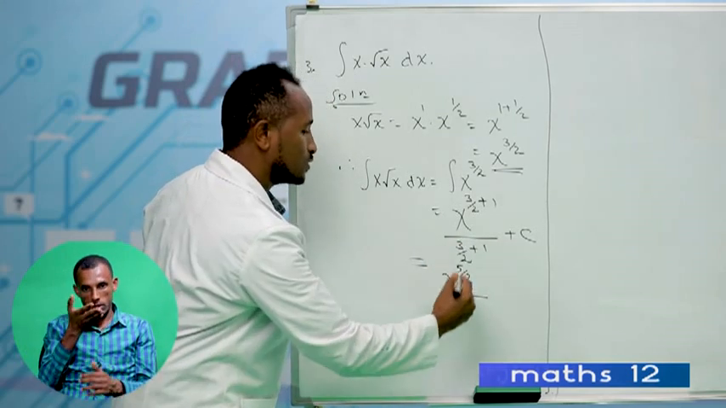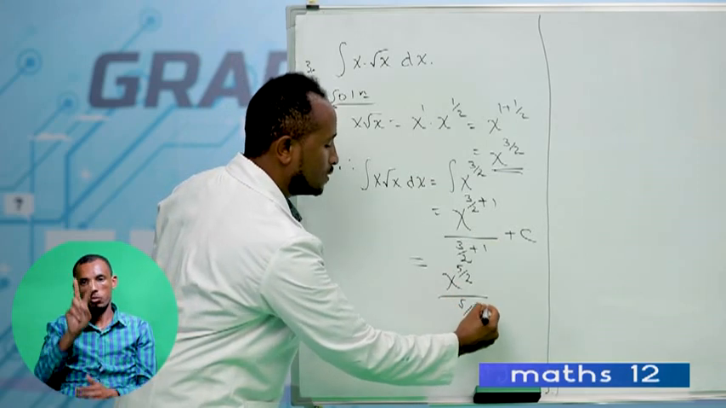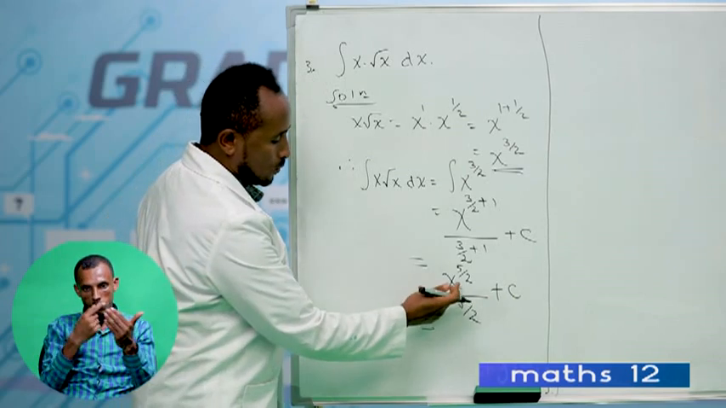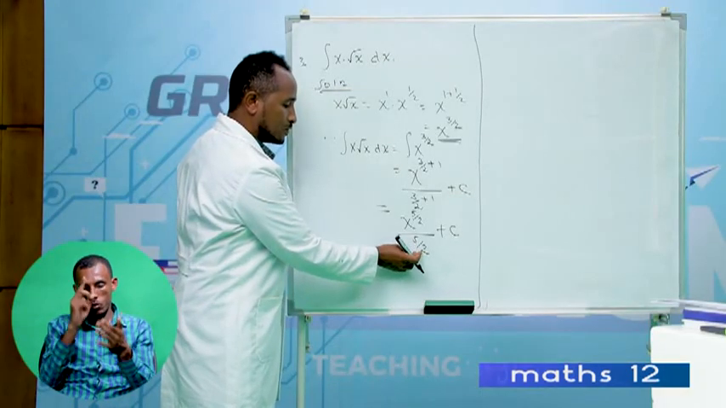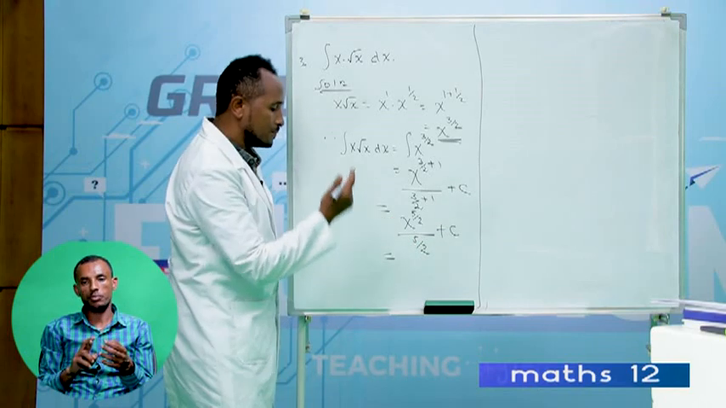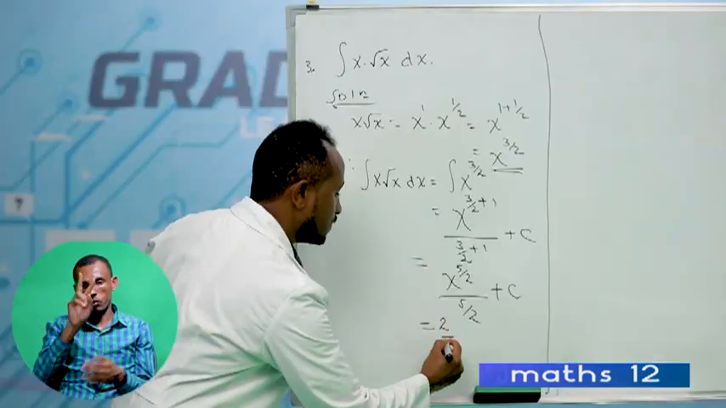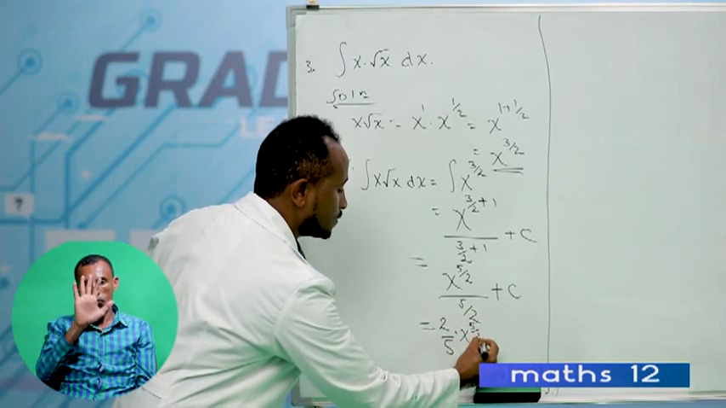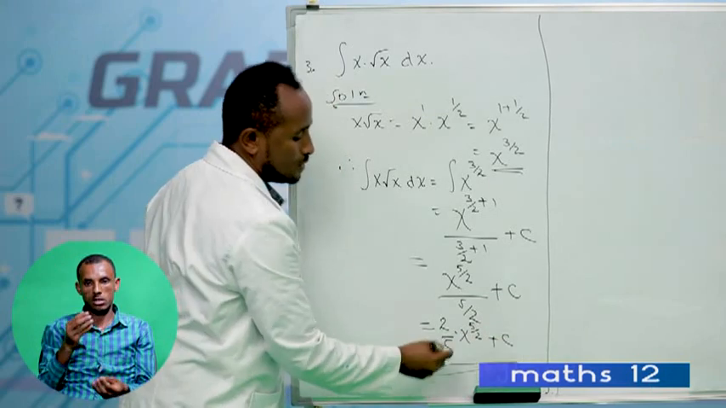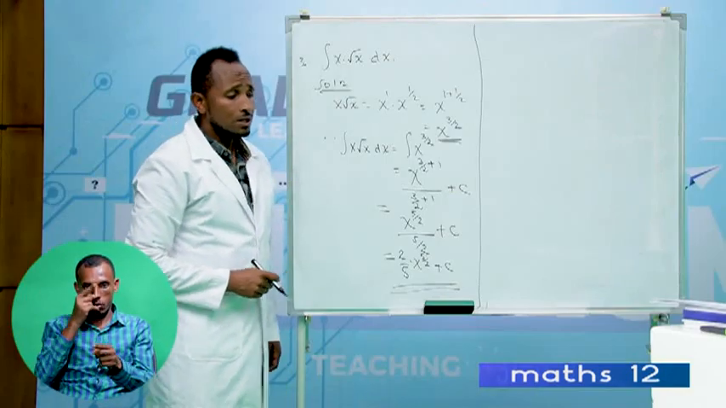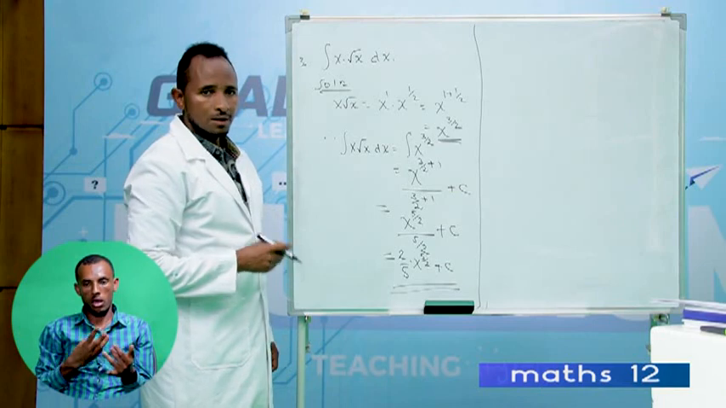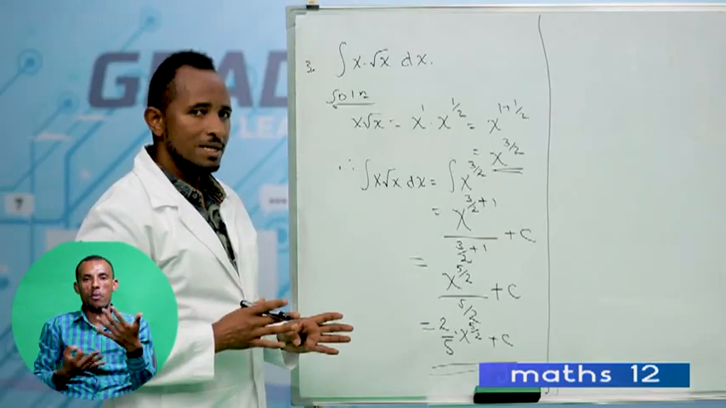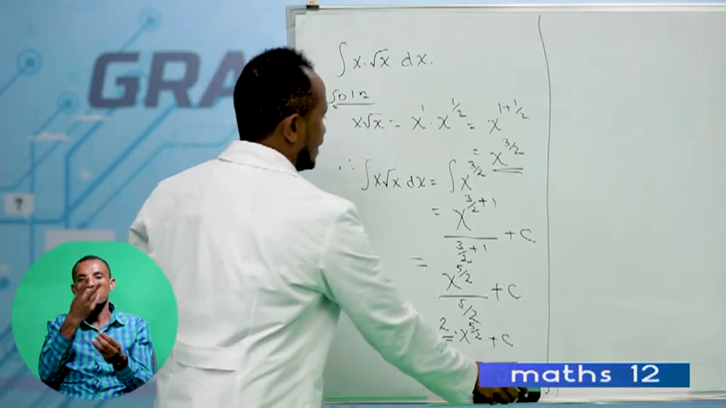Over this result, which is also 5 over 2, plus some constant c. When you divide by this, you can just take the reciprocal, so simply it is 2 over 5 times x to the power of 5 over 2 plus c. So this is the correct answer. Today we will proceed to another topic, the integration of the form ax plus b to the power of n. Okay, let's see that.